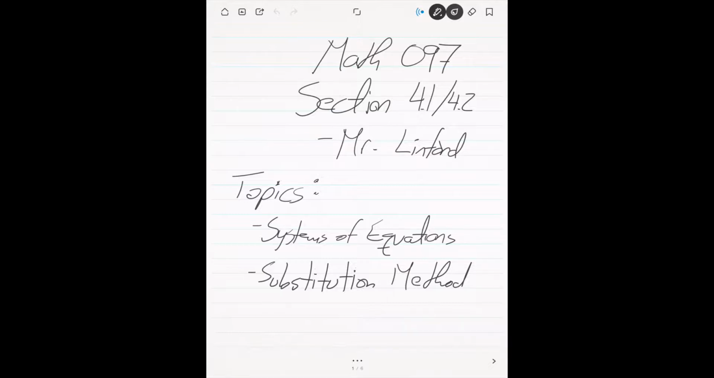This is a presentation on section 4.1 and section 4.2 of the text. This is the beginning of what we're going to call Unit 5, Systems of Equations. And in today's lecture, we're going to be talking about what is a system of equations. We're going to look at it graphically, look at what it implies for the solution when we have a collection of equations, as well as we're going to look at a method for solving them called the substitution method.